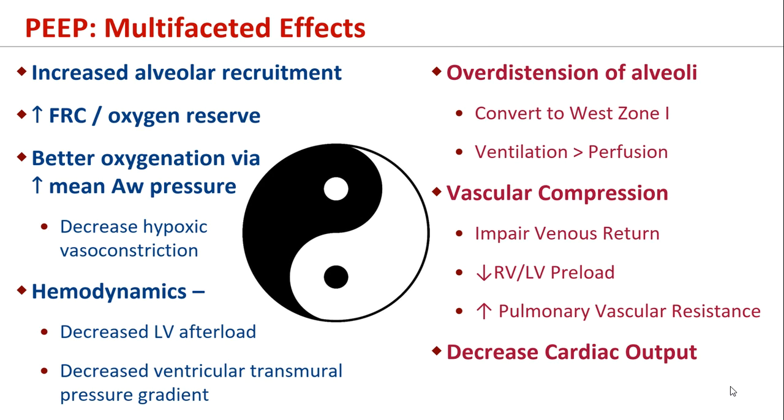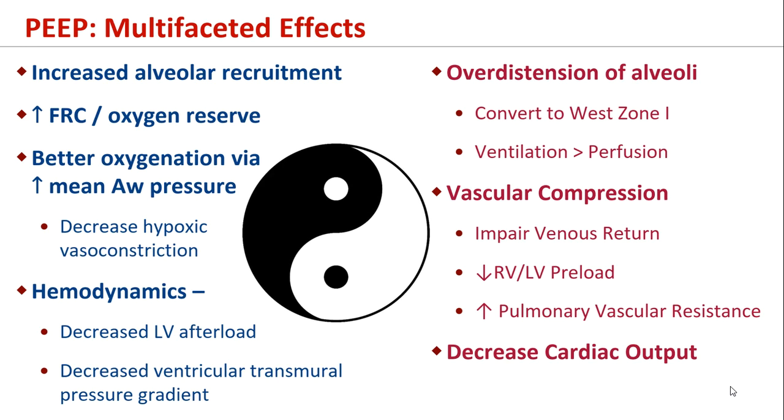It causes vascular compression within the thoracic cavity, will impair venous return, will reduce the right ventricular and left ventricular preload, but at the same time will increase the pulmonary vascular resistance. So it increases the right ventricular afterload. It reduces the left ventricular afterload, but it increases the right ventricular afterload. By increasing the right ventricular afterload, it is deleterious for which side failure? Right heart failure.